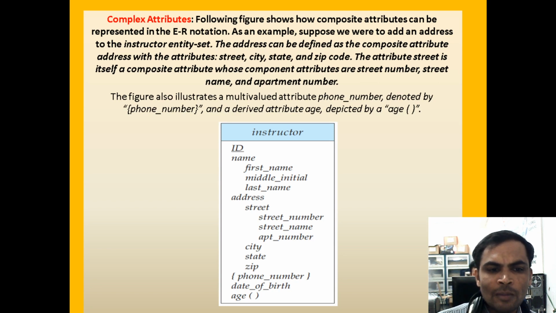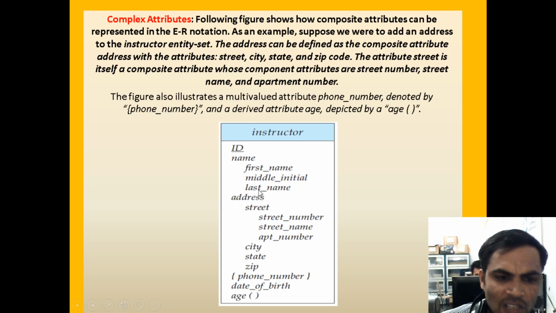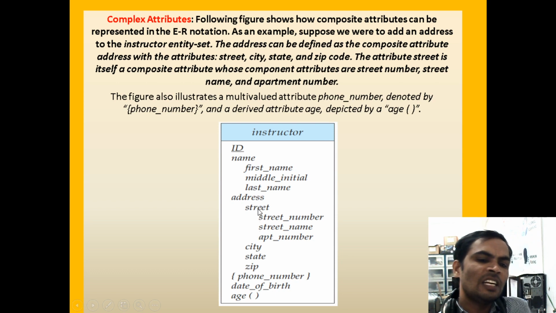Now coming to name, which is also an attribute that has sub attributes: first name, middle name and last name. If you take street, street also has sub attributes. Under street again there are sub attributes: street name, street number, and apartment number. So under the address we have these sub attributes.